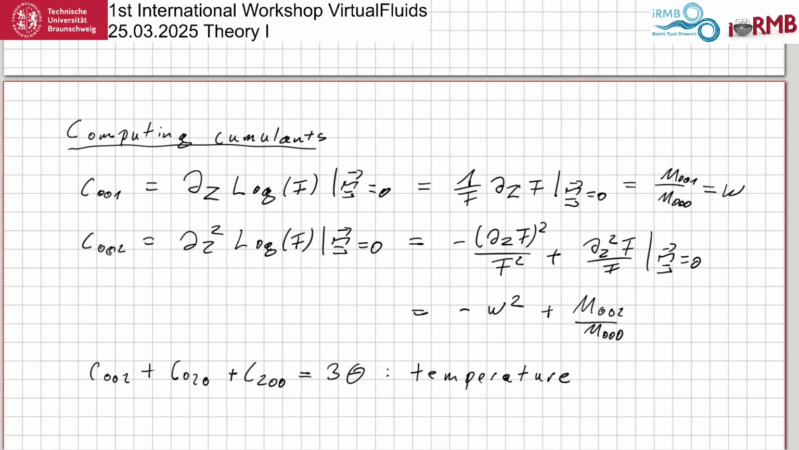Very simple, please. Would the C000 here become then the logarithm of density? Yeah, we don't talk a lot about C000 because it's anyway a conserved quantity, so we don't need to care about this.